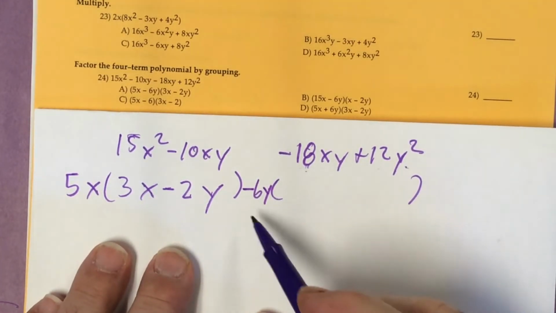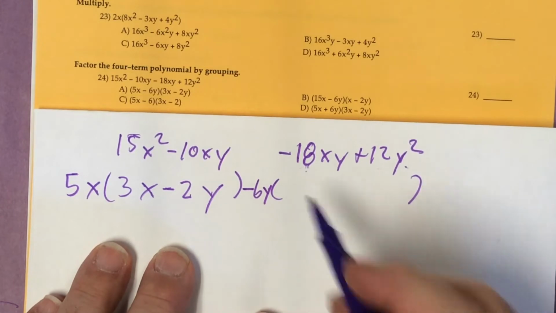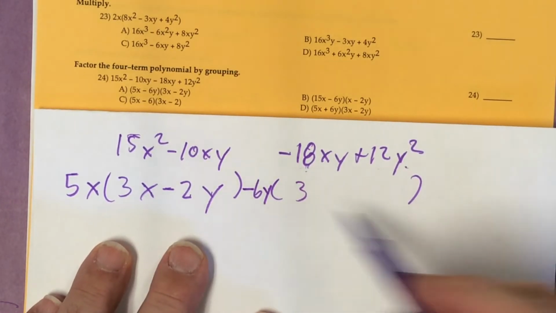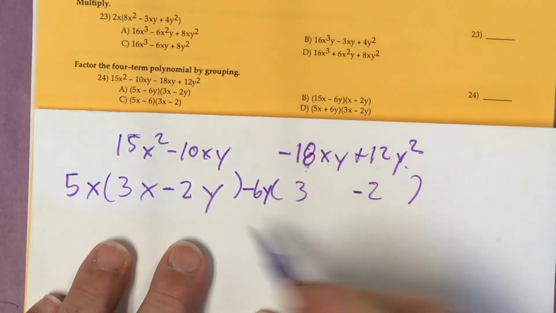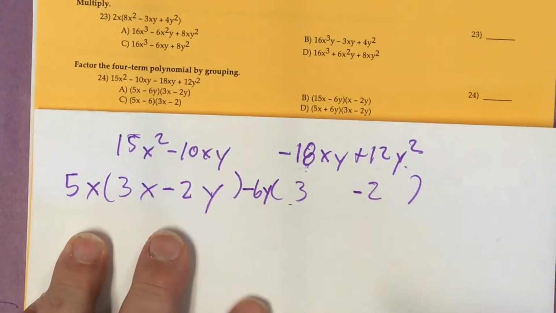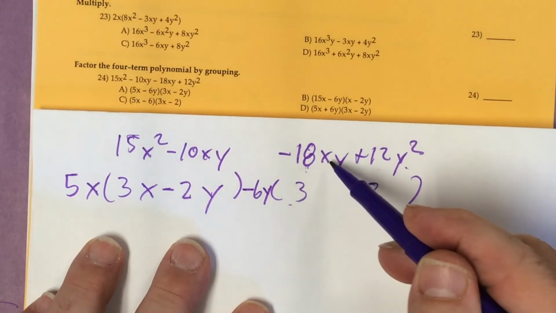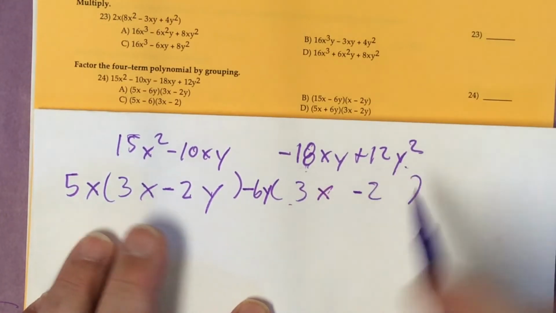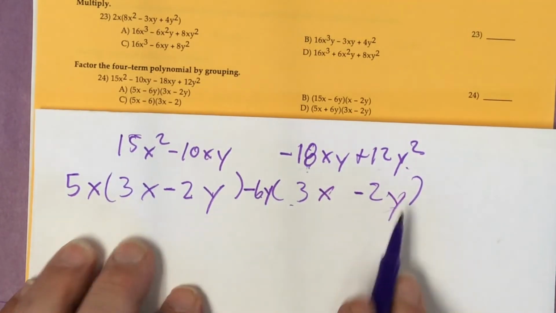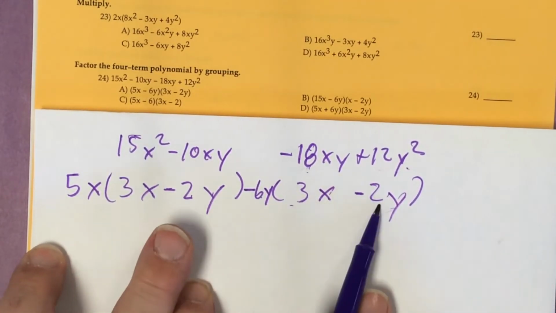So I'm going to go through here. Negative 6 times 3 will give me negative 18. Negative 6 times negative 2 will give me a positive 12, which makes sense because I have a 3 and a negative 2 here. Y times x will give me xy, so that's going to be 3x. That looks good. And then y times y gives me y squared. So I have 3x minus 2y.